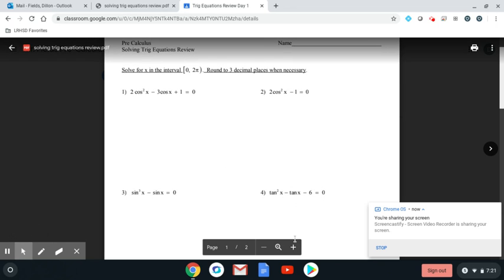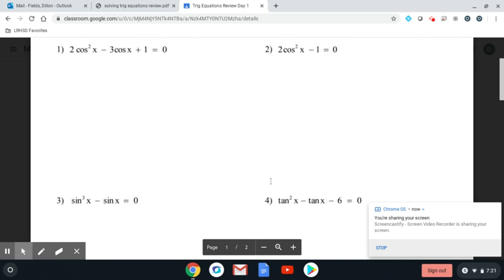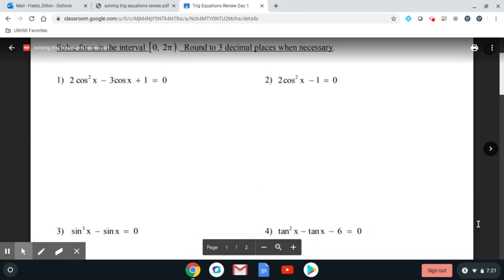All right, so all we had to do was the odds. Let me zoom in to give myself a little bit more room. All right, so let's start with number one first.